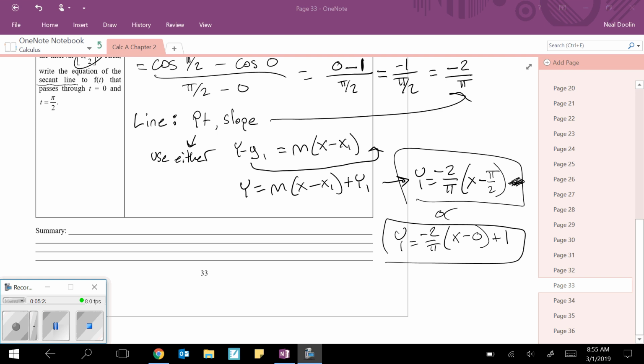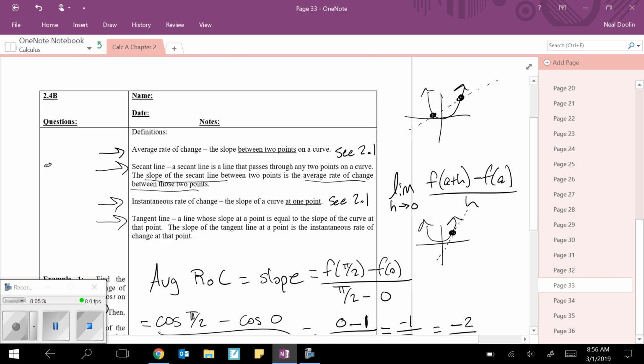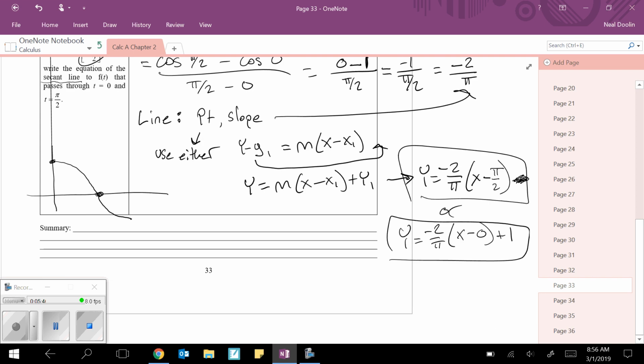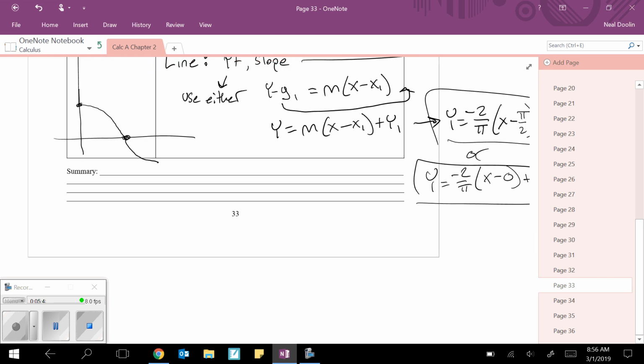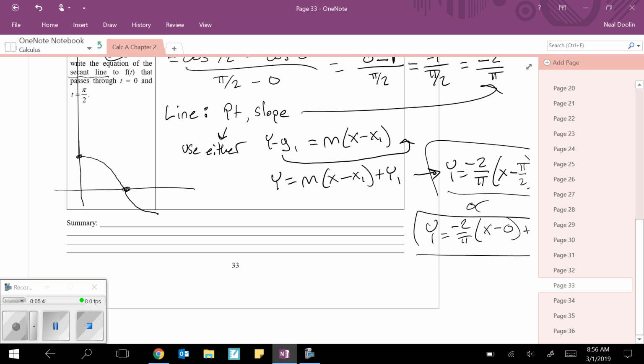If you want to visualize this before we move on, real quick, we know that the cosine function starts at 0 and it's going down, and it has its x-intercept at pi over 2. And conveniently, whoops, these were the 2 points. Okay, why are you doing that? Stop, please. Those were the 2 points that we used in this problem. And then the secant line would look just like this. Cool. Let's turn the page.